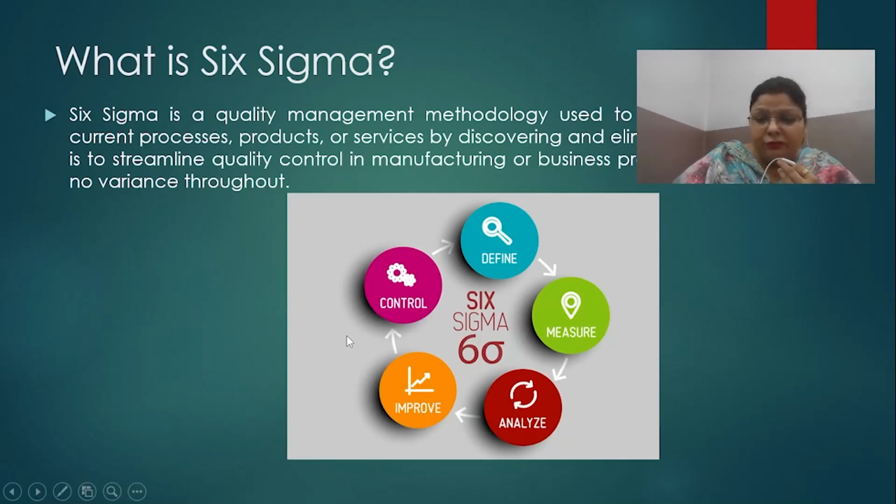Basically, it is for reducing the variations which occur in the different products. So we have to minimize the faults, we have to minimize the defects with the help of Six Sigma.